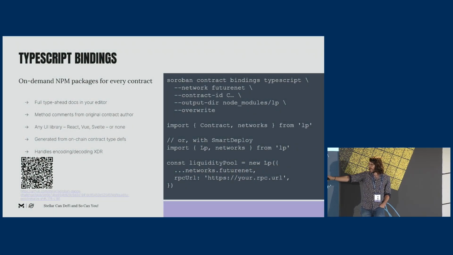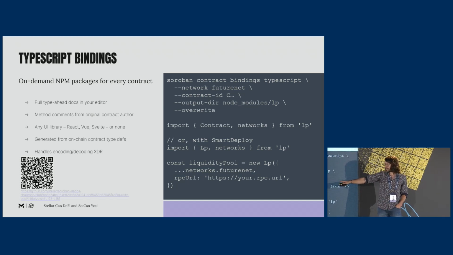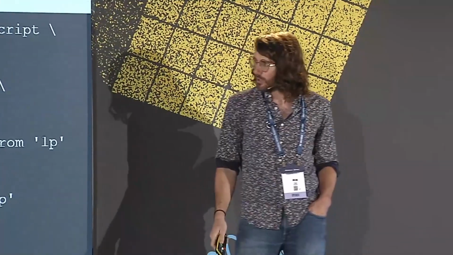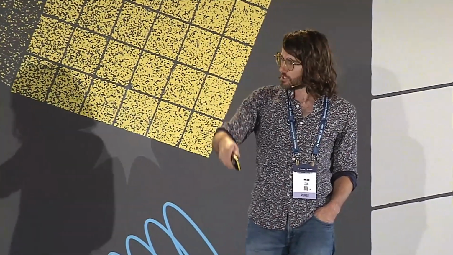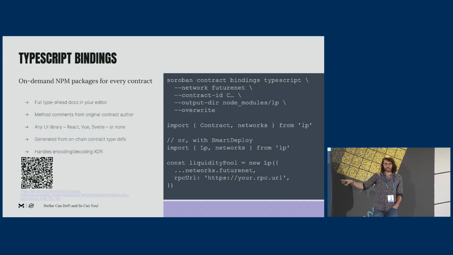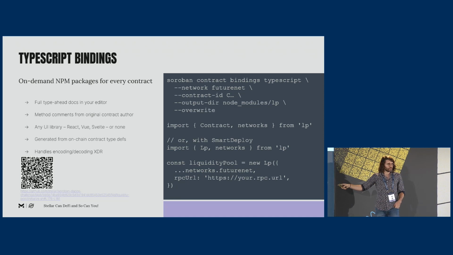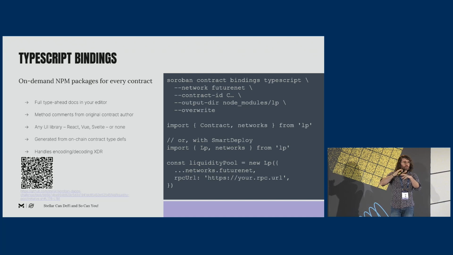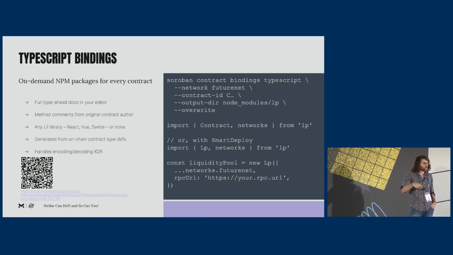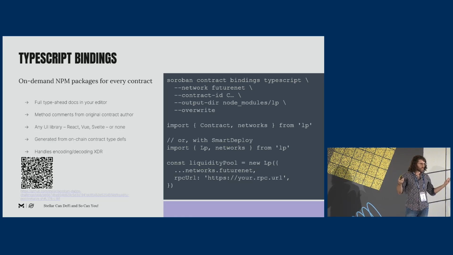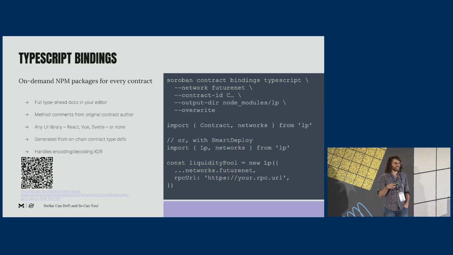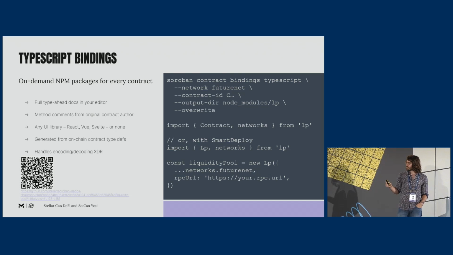You import this capital C contract and a networks object from LP here, matching the name where you exported it. If you smart deploy, instead of exporting a capital C contract, it will export a name, like the name for that contract. Smart deploy gives you named contracts. Smart deploy is going to be highlighted tomorrow in the ecosystem pitch session. I think that's what that's called. At what time? Okay, tomorrow morning, I think. So check that out if you're curious about Smart Deploy and how you can use it.